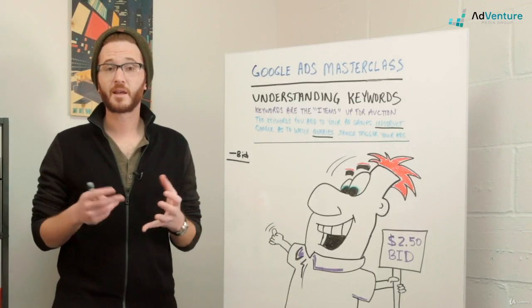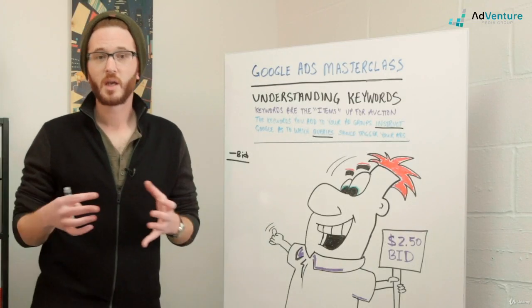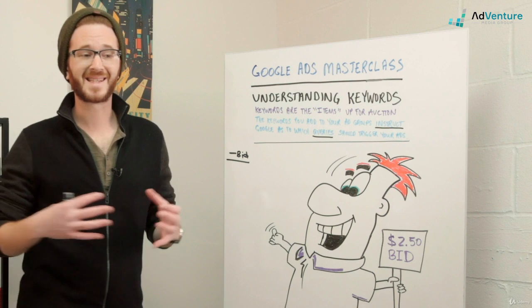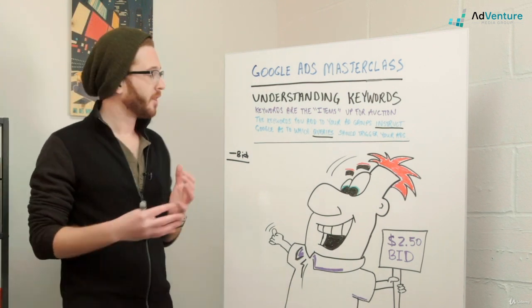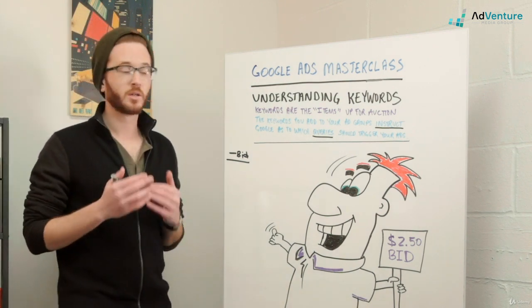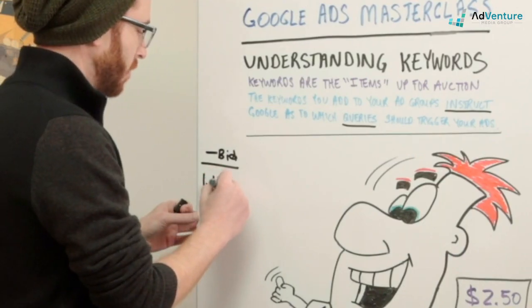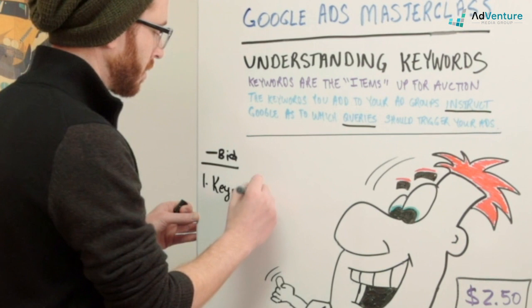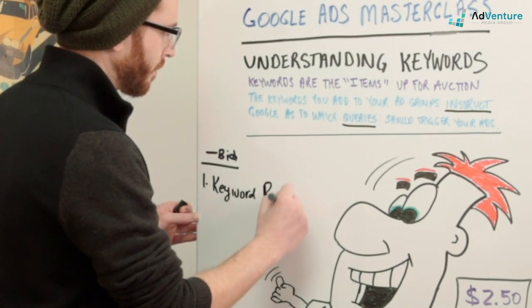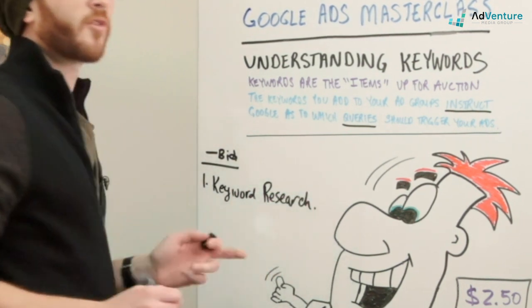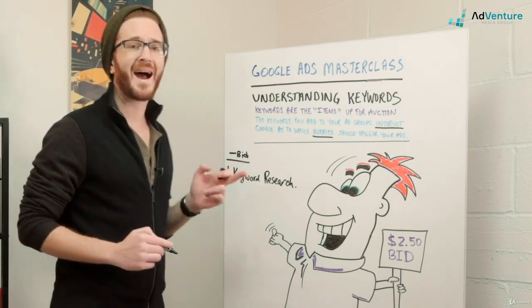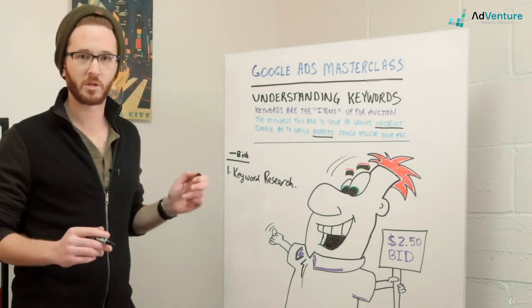When it comes to understanding keywords and all the different tools and strategies applied to successfully building ad groups, there are 3 separate stages to this process. The first stage that we're going to talk about is keyword research. This is the first thing that you need to get right. You need to know how to find the right keywords to enter into your account.